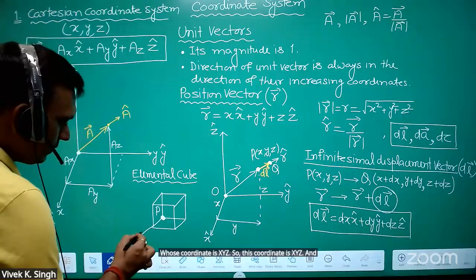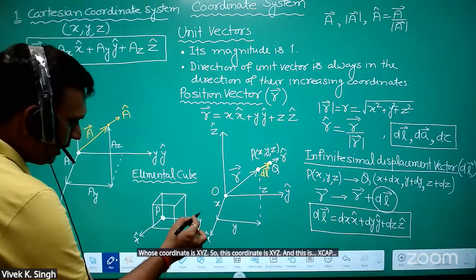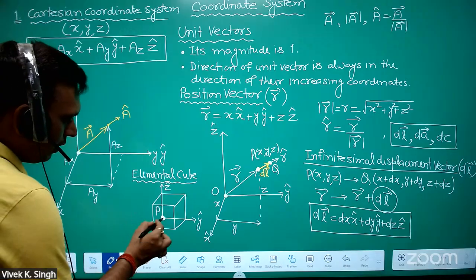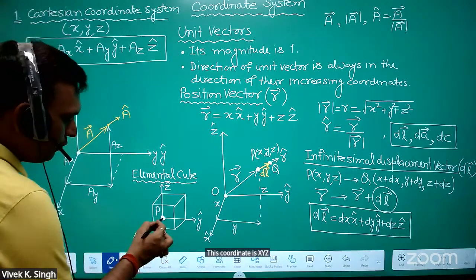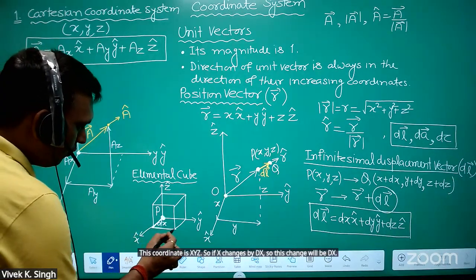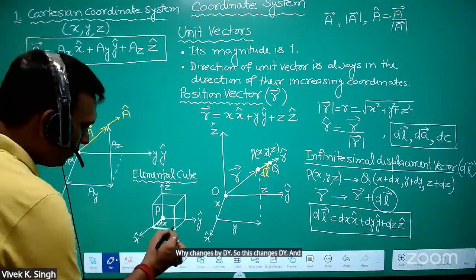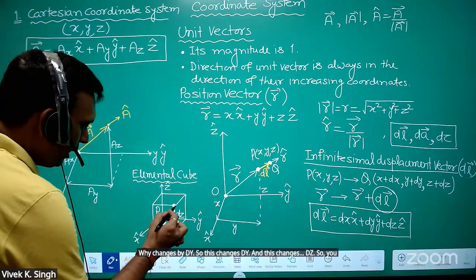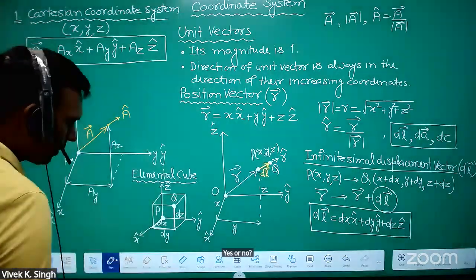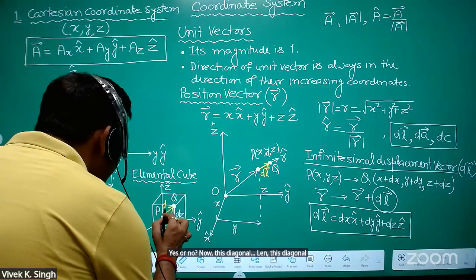And this is x cap, this is y cap, and this is z cap. This coordinate is x, y, z. So if x changes by dx, this change will be dx. y changes by dy, so this changes dy. And this changes dz. So you will move to point Q. Yes or no? Now this diagonal represents the dl vector.